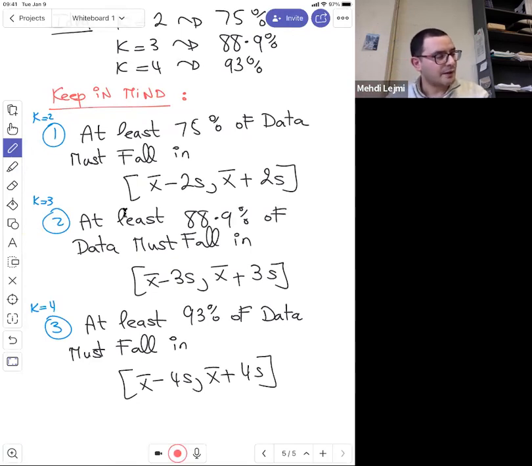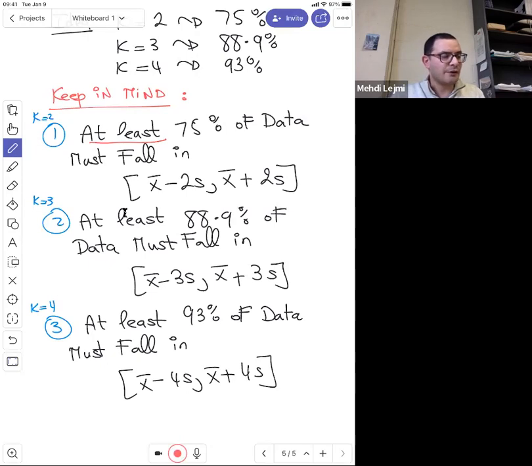Again, guys, the words "at least" are very important. When I say at least, that's the minimum, right? Of course, you can have more than 75% in the interval x bar minus 2s and x bar plus 2s, okay? But the minimum is 75%. At least 75% of your data, of your numbers, are between x bar minus 2s and x bar plus 2s, okay?